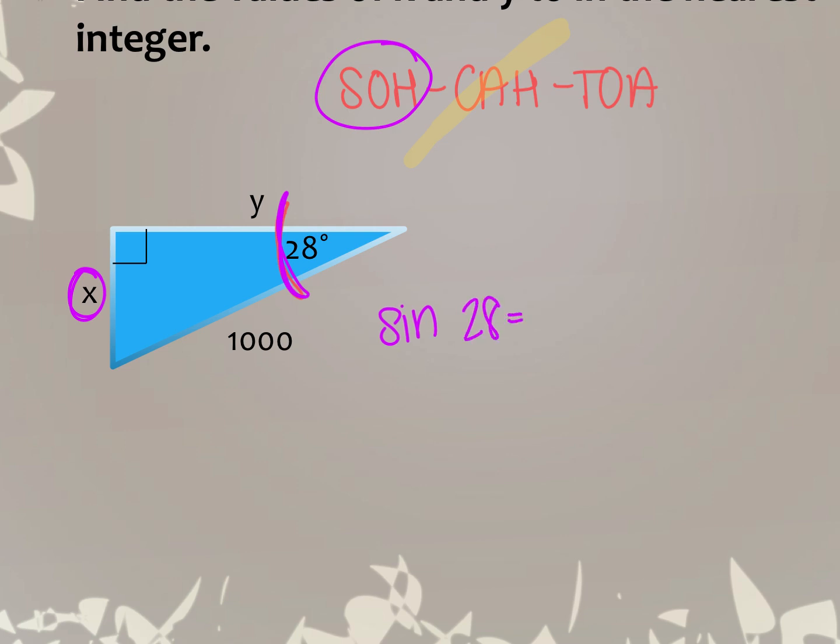28 equals opposite, which we said was x, over 1,000. Now, going back to algebra, how can I get my x by itself? Multiply by 1,000. Good. Multiply both sides by 1,000. So again, all you have to do is plug it into your calculator.